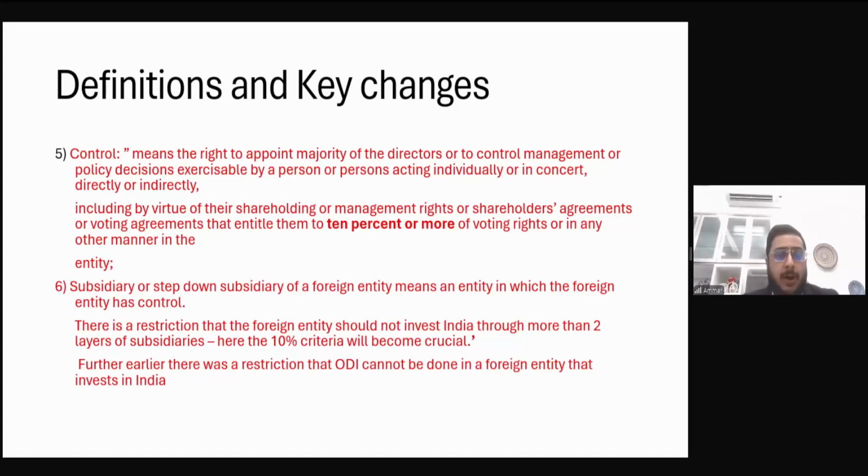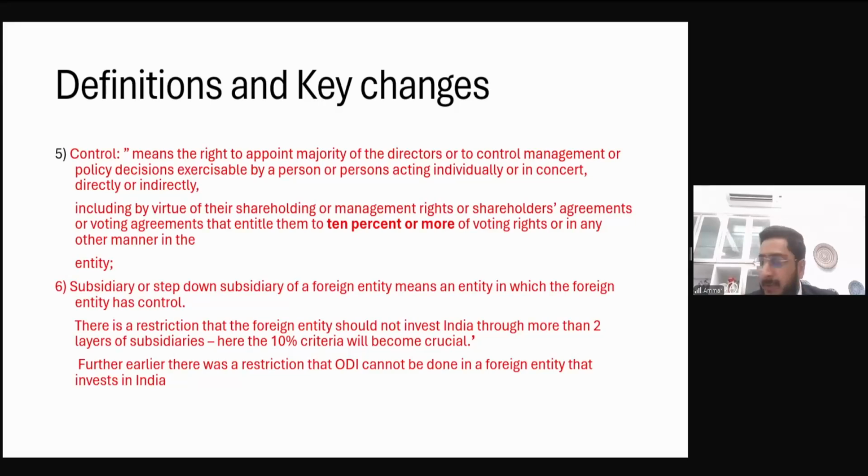Now, very important, because you may become a subsidiary. Above 10% there is control, so you might get caught under the definition of subsidiary. So it is very important to understand this control. Now, 10% is also control.